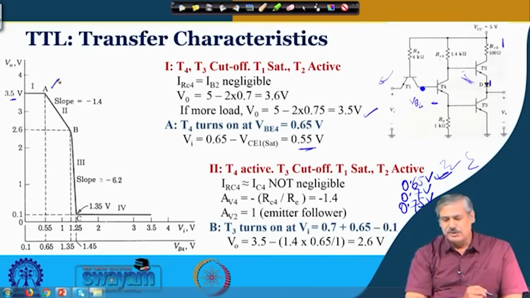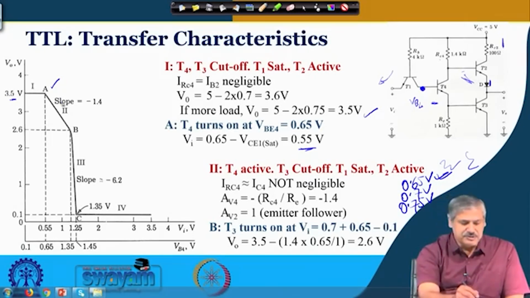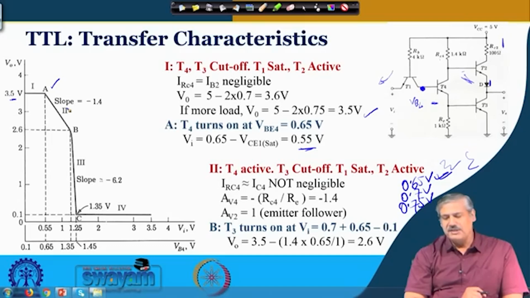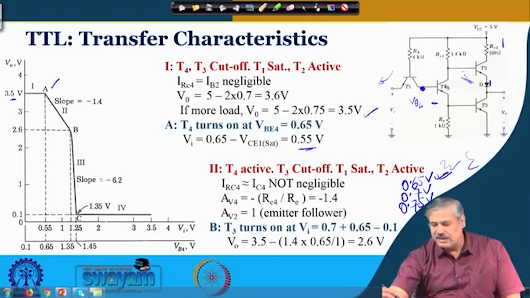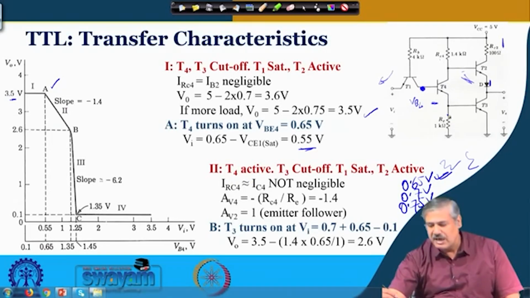Now we go to region 2. In region 2, what has happened? T4 has become active, so current has started flowing through this. The drop across E4 and RE is there, but this drop is not sufficient to turn T3 on. It is still less than 0.65 volt.